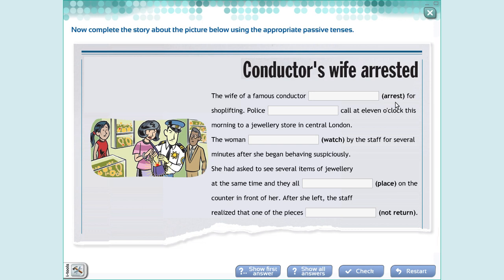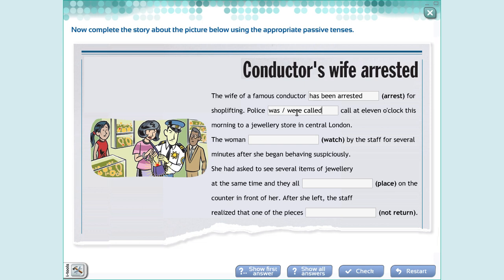The wife of a famous conductor has been arrested for shoplifting. I will give you the answer. It happened just now. When we talk about something that happened just now, we are talking about present perfect, so present perfect has the verb to be: been arrested for shoplifting. Police were called at 11 o'clock this morning to a jewelry store in central London. A polícia foi chamada. Police was called. It's also possible to say were, because you can imagine it as a group of people.